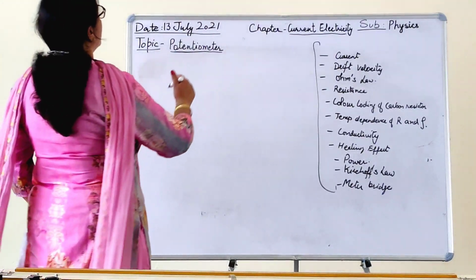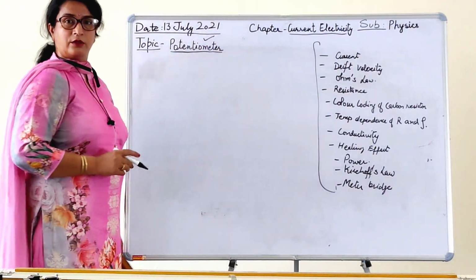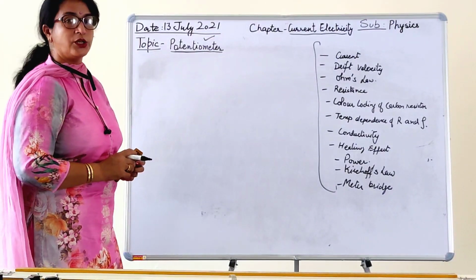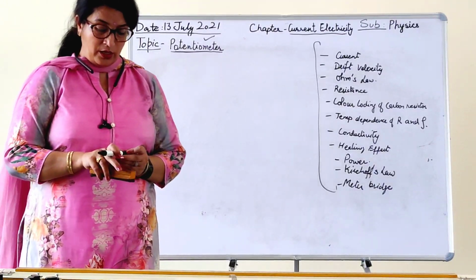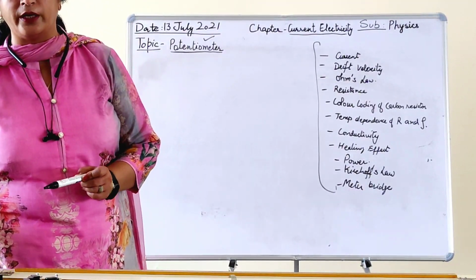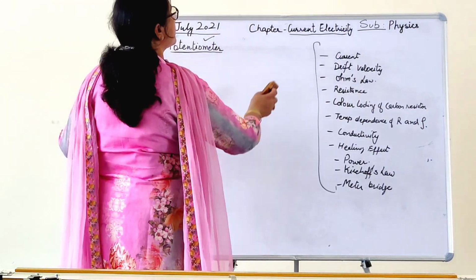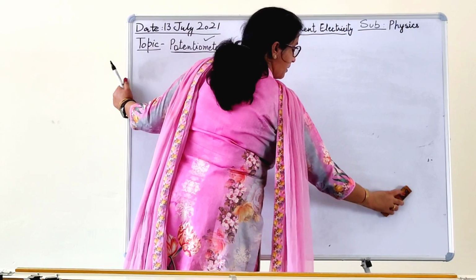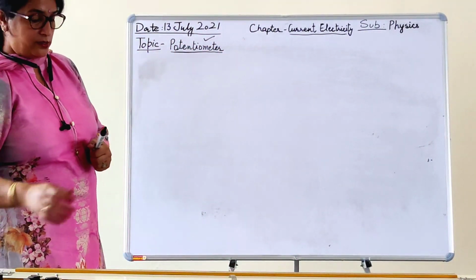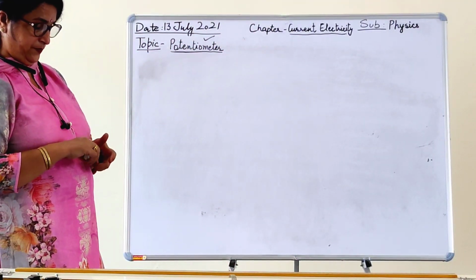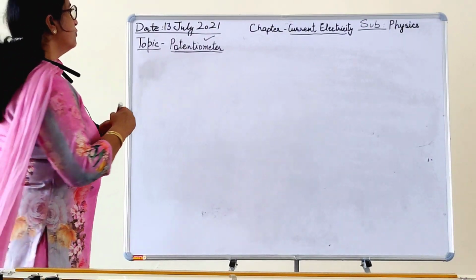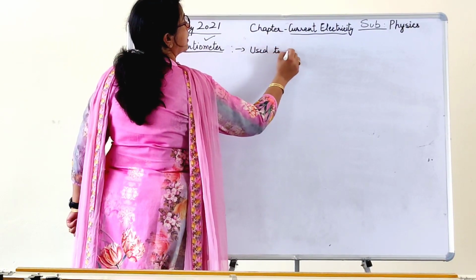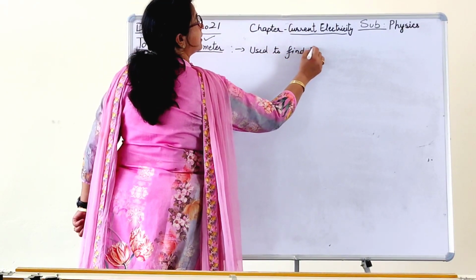Now, today we will discuss potentiometer. What is a potentiometer, and where is this apparatus used? So let's discuss the potentiometer. A potentiometer is a device which is used to find out the EMF of the cell.